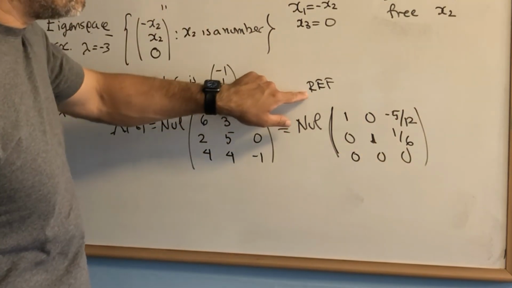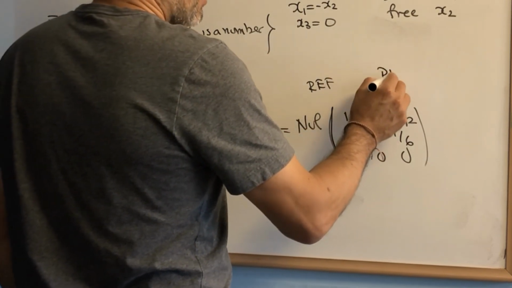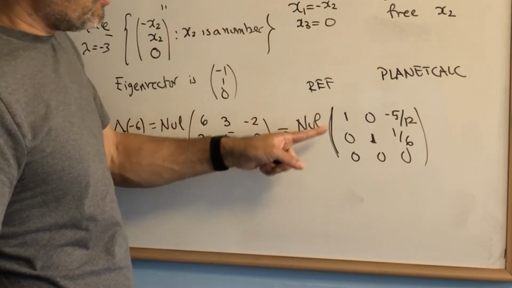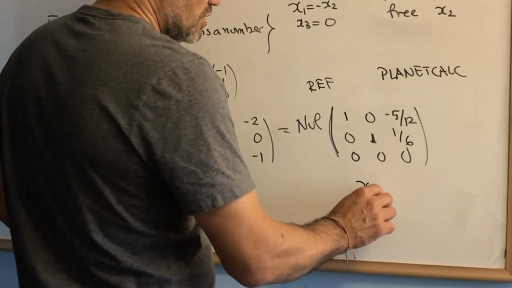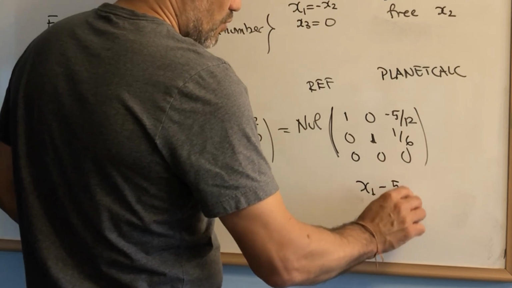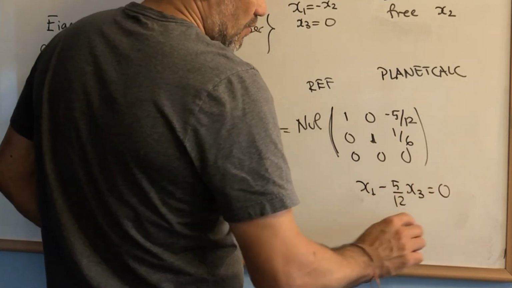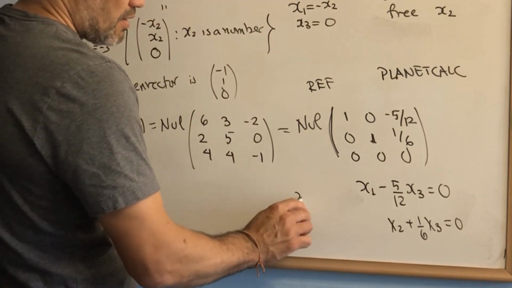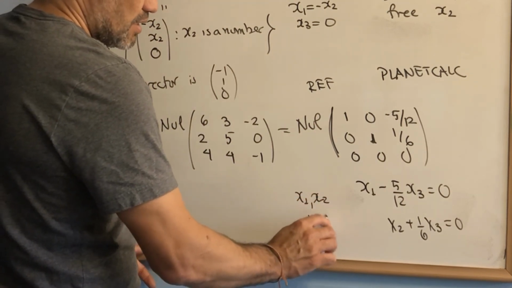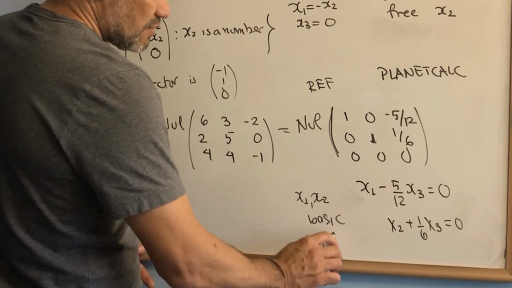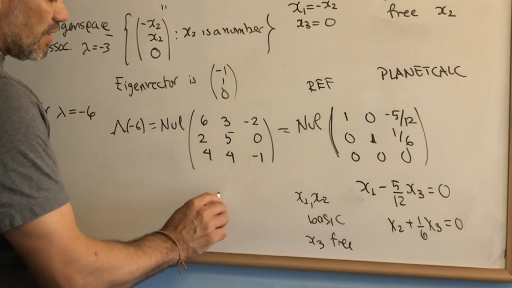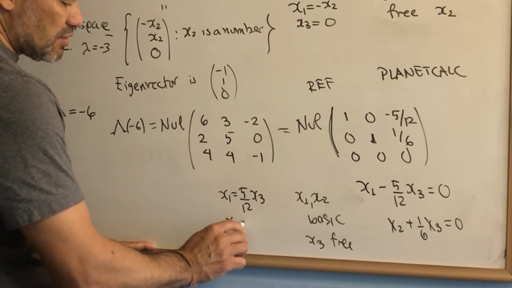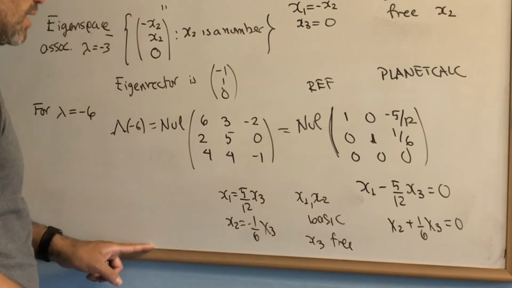By the way, I'm finding the reduced echelon form once again using the website Planet Calc. Then the null of this matrix is the solution of this homogeneous system. x1 minus 5/12 of x3 equals 0. x2 plus 1/6 of x3 equals 0. Here x1 and x2 are basic, while x3 is free. Then we need to solve for the basic in terms of the free. We have that x1 is 5/12 of x3, and x2 is negative 1/6 of x3.